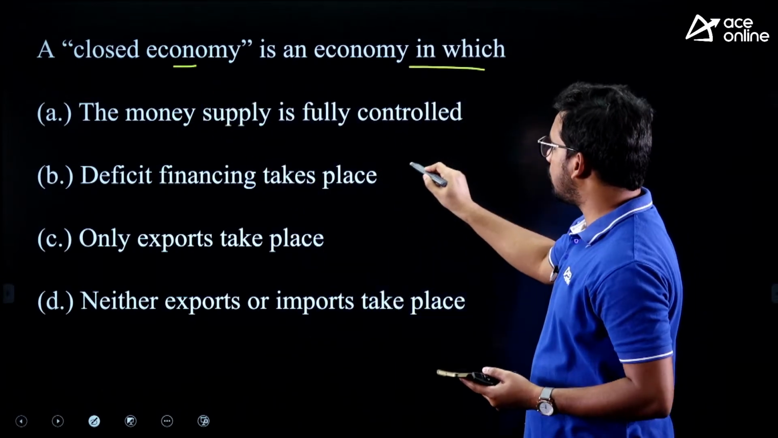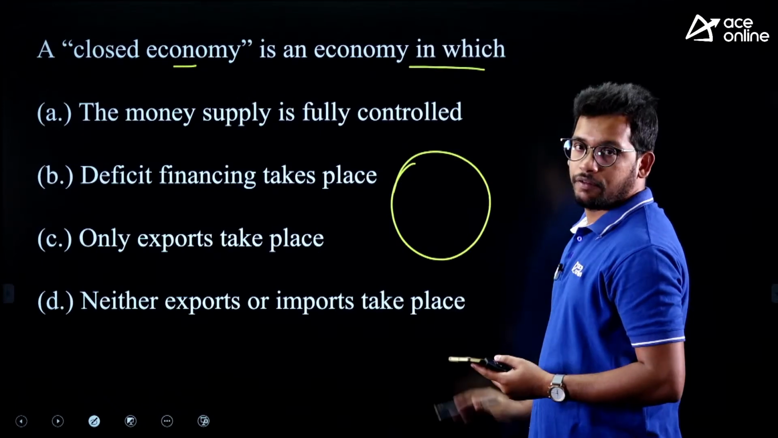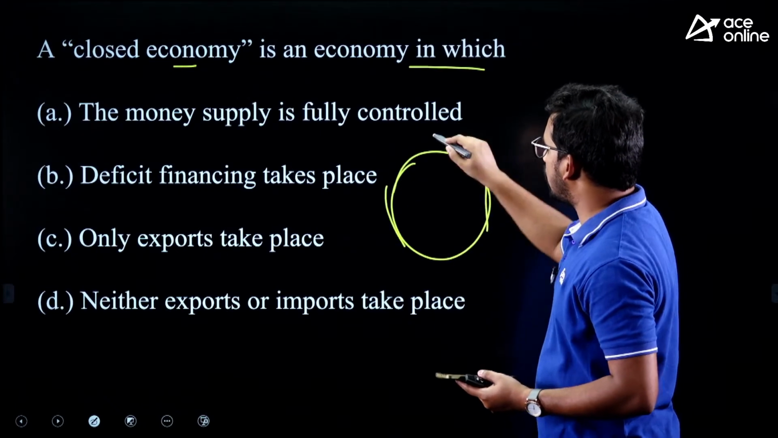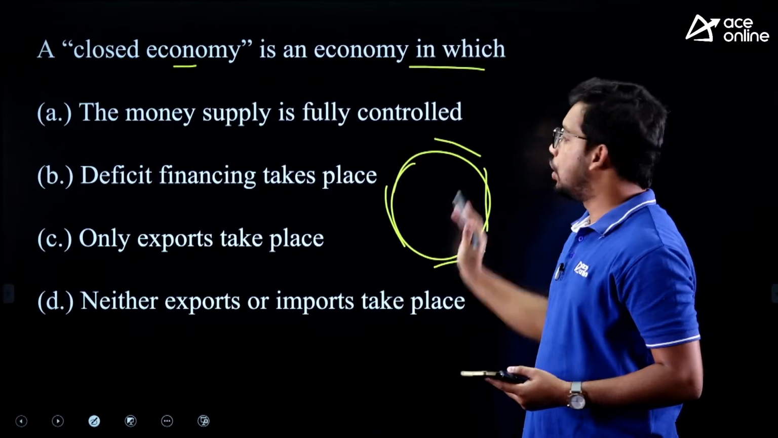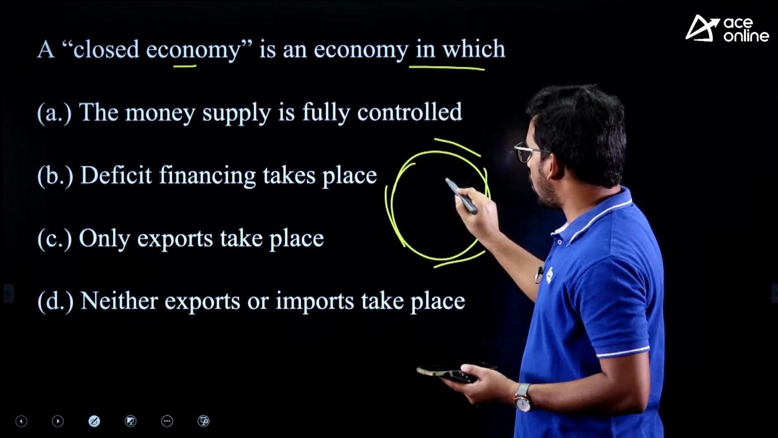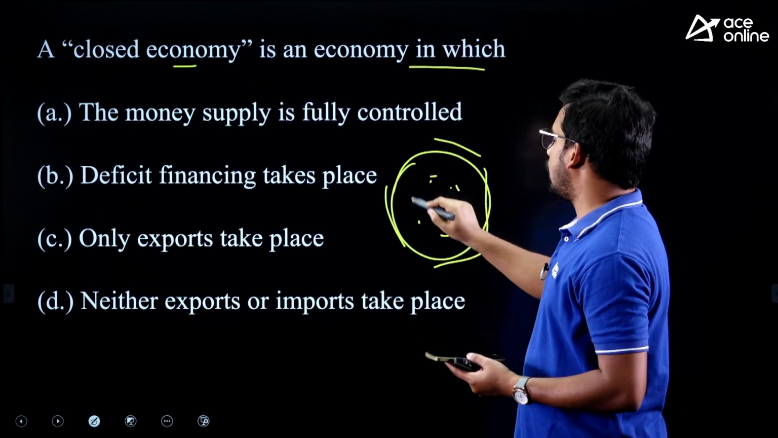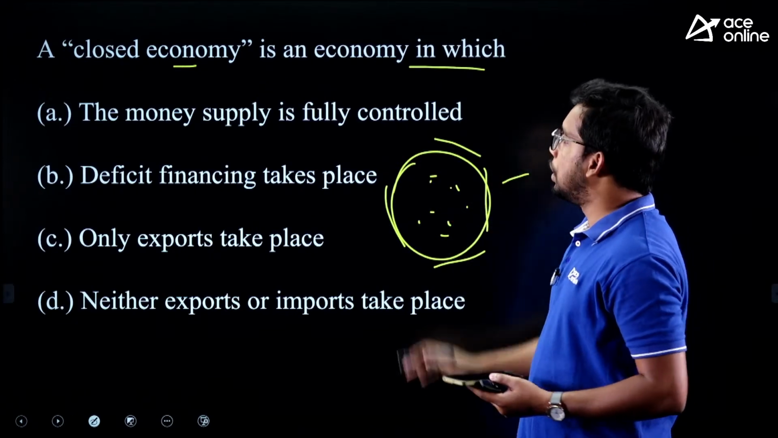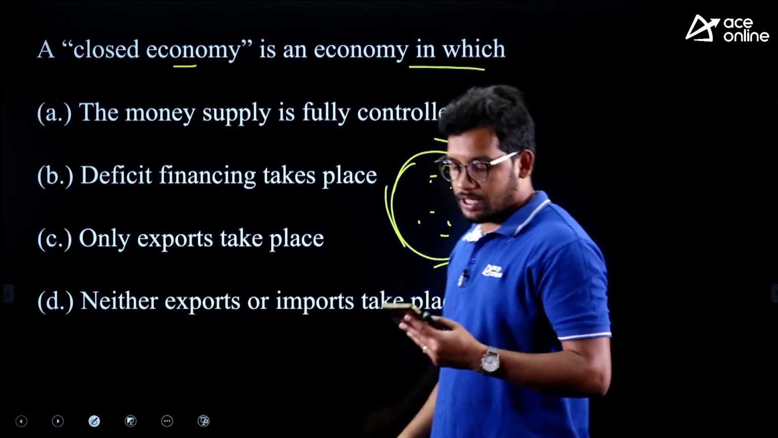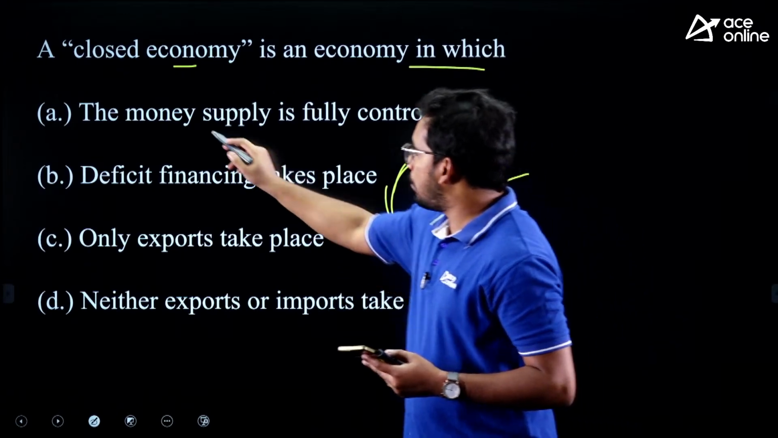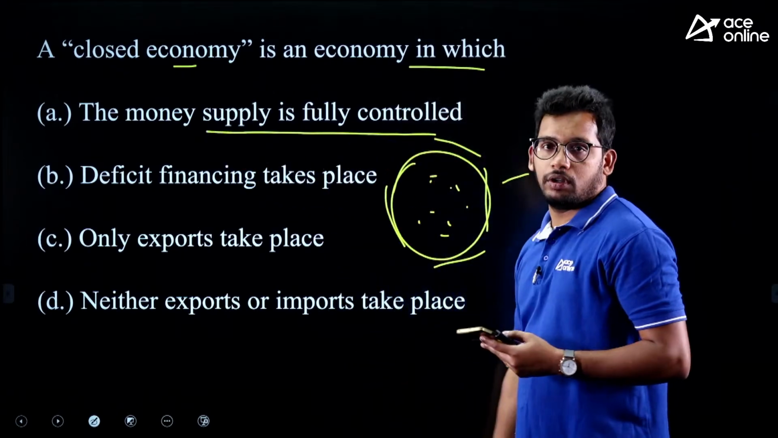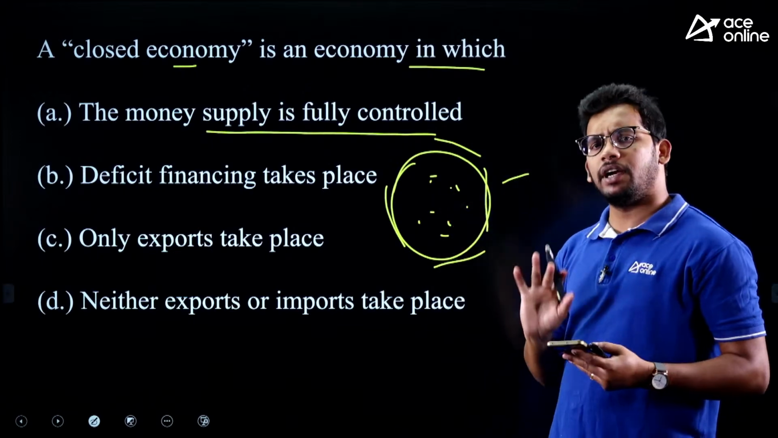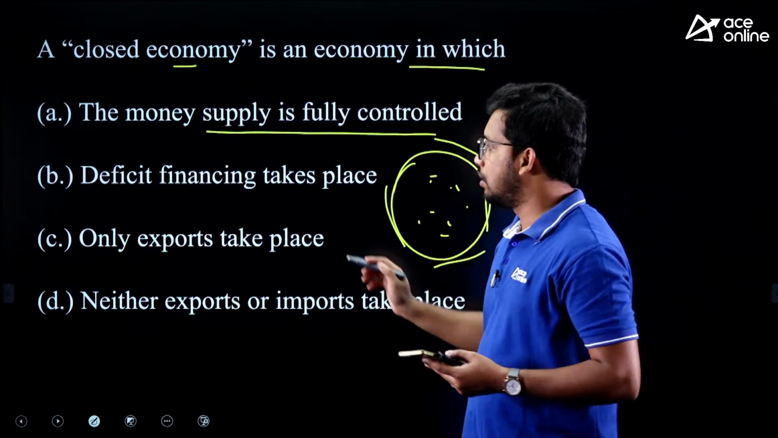Closed economy means a country's economy which has closed its borders. We are not allowing anyone, so it is taking all the activities within India itself. We are not allowing any imports, exports, or external markets. So what does a closed economy mean? They are asking: the money supply is fully controlled. So the money supply in the market is completely in the hands of the government, they are saying.